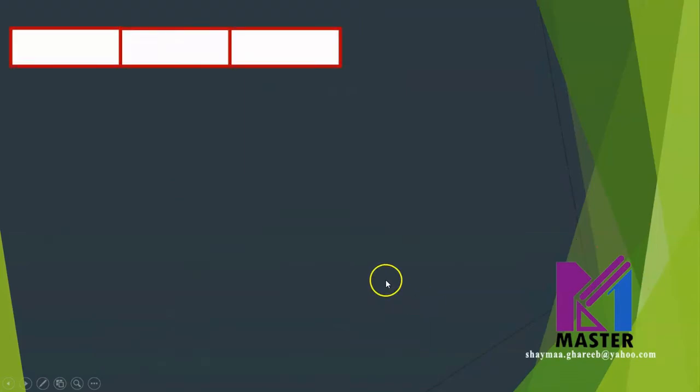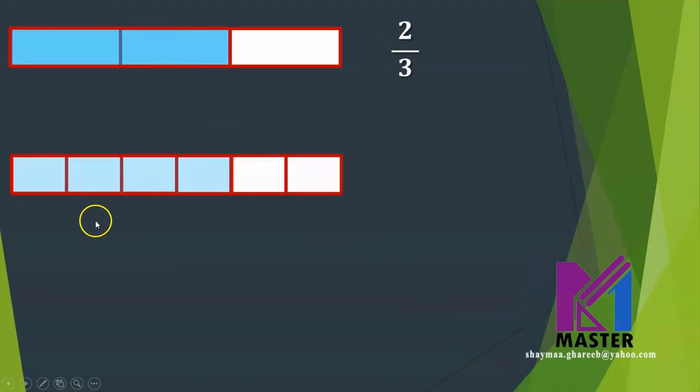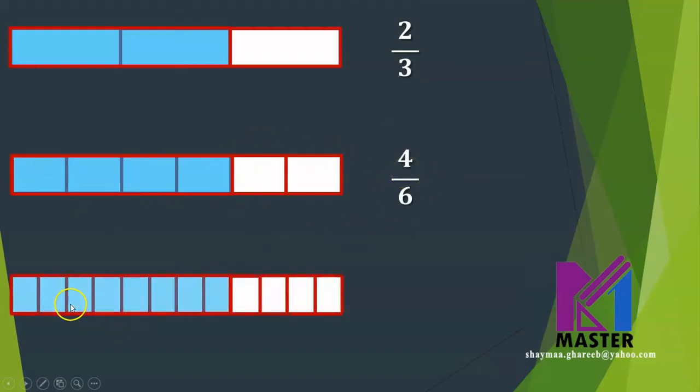Now let's go to the next example. The shaded part here is 2 over 3. Here it will be 4 over 6. Look at the third one. 1, 2, 3, 4, 5, 6, 7, 8. So 8 over 12. And 12 is the total number of parts.